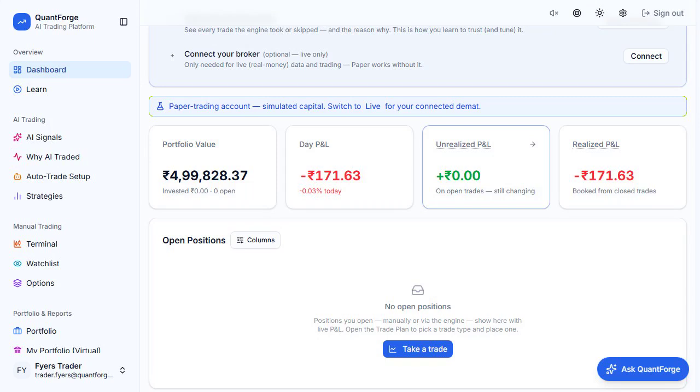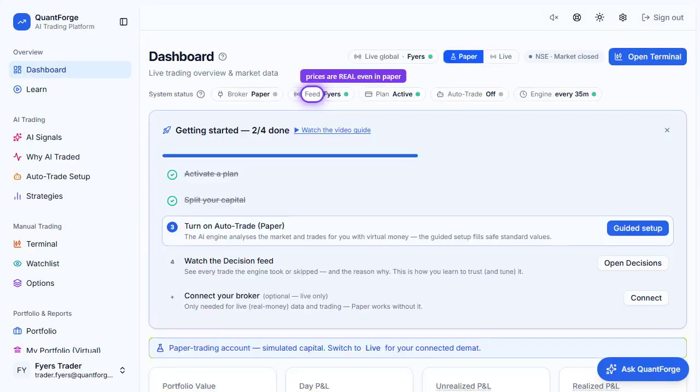Feed is where prices come from. Even in paper trading, the prices are real and live, only the money is simulated. That distinction matters. Your practice is against the real market.